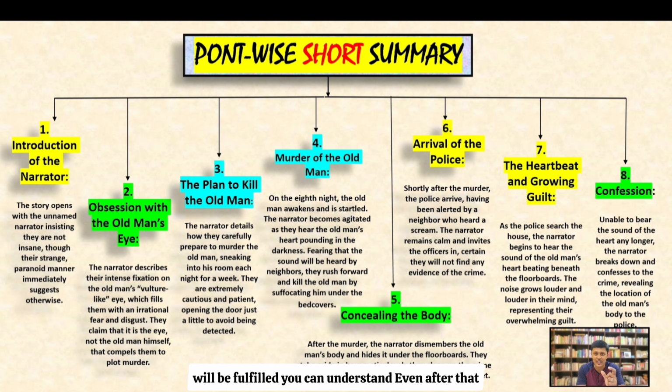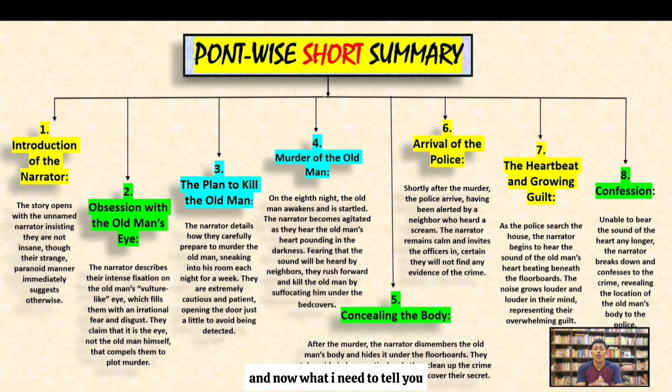You can understand. Even after that, if you do not have the time or you cannot manage the story completely, then there is the short summary, very short and point-wise. Each point you need to remember of the story, from the introduction of the narrator to the obsession with the old man's eye, plan to kill the old man, murder of the old man, collecting the body, arrival of the police, the heartbeat.